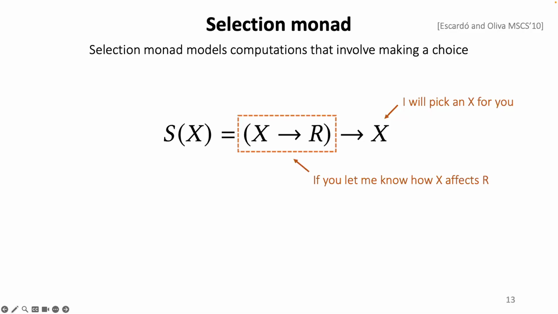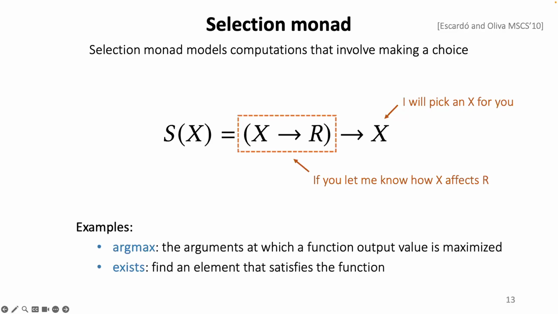We can consider some examples that you may have encountered in your programming experience. For example, argmax is a function that has this type, and argmax returns the argument at which a function's output value is maximized. You can also consider an operator called exists that tries to find at least one element that satisfies the function X to R, if R is, for example, a proposition or a Boolean value.